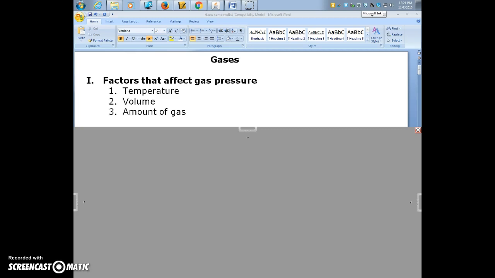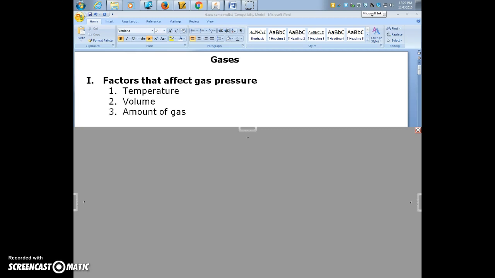Temperature. As you increase temperature, the molecules are going to move faster, so they're going to hit the walls more often, so that will increase your gas pressure. Volume. And here we're talking about the volume of a container. It's going to matter because if you have a sample of gas trapped in a certain volume and then you cut that volume in half, those particles are going to be hitting the walls more often because they don't have as much room to move around. And the last factor is the amount of a gas. If you have more gas in there, you're going to have more gas pressure.